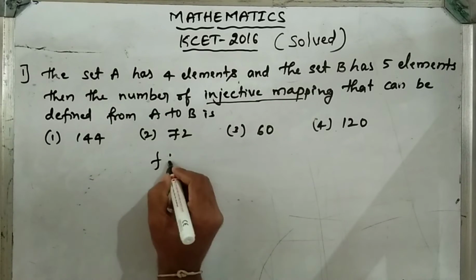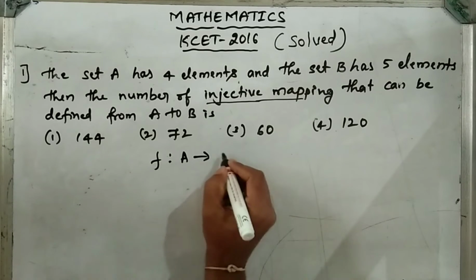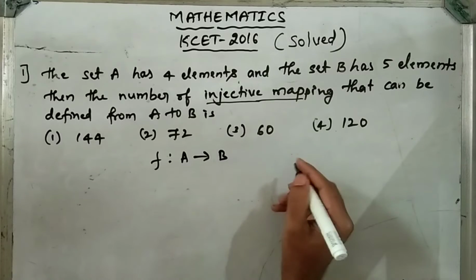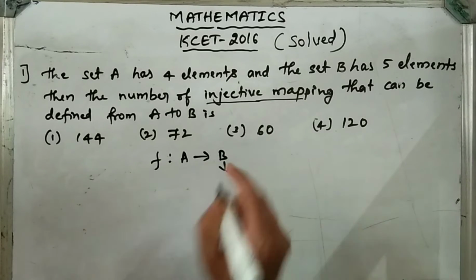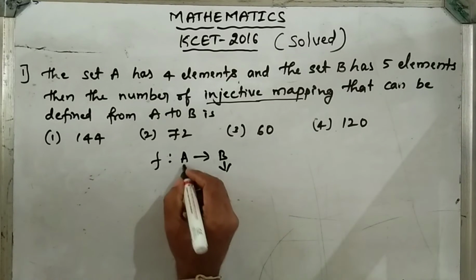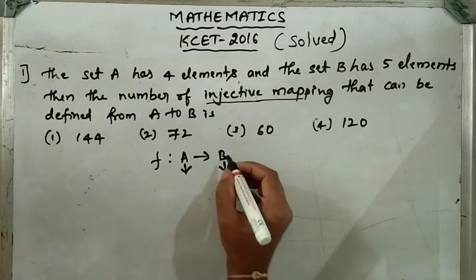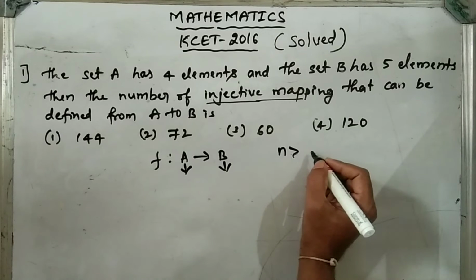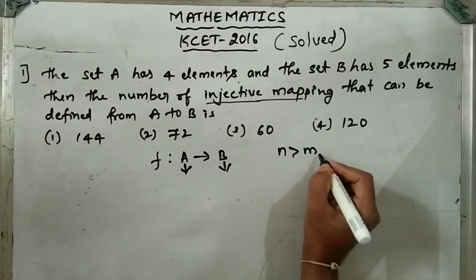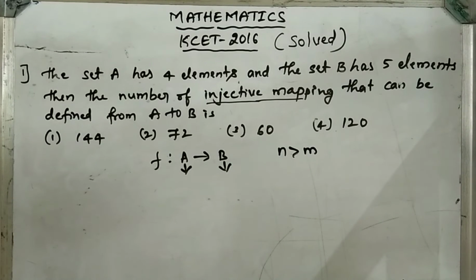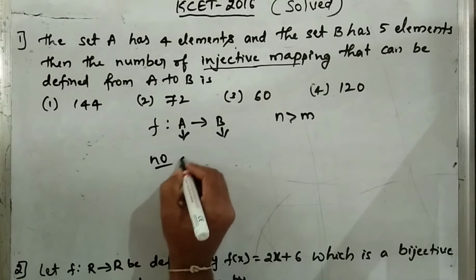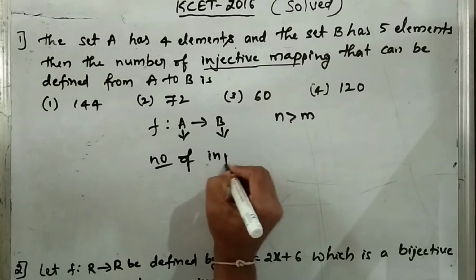Here it is a map from A to B. To define an injective mapping, the number of elements in B must be greater than the number of elements in A. That is, if I take the number of elements in B as n, it must and should be greater than the number of elements in A. Okay. Then what is the formula to find the number of injective mappings?